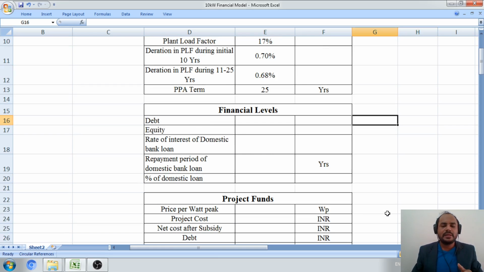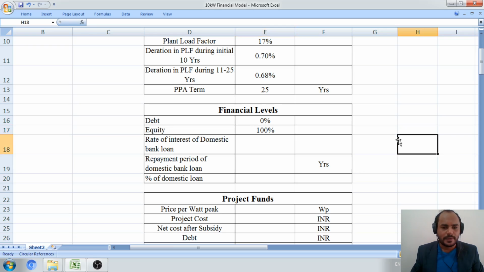The second parameter in the operational parameters, or basically in the formulation of a model, is the financial levels. We have to decide what percentage of debt or loan we are taking, and what percentage of equity we are taking. In this financial modeling, we're going to consider 0% debt and 100% capex investment by the end consumer.